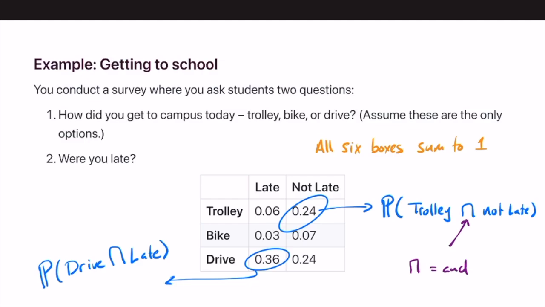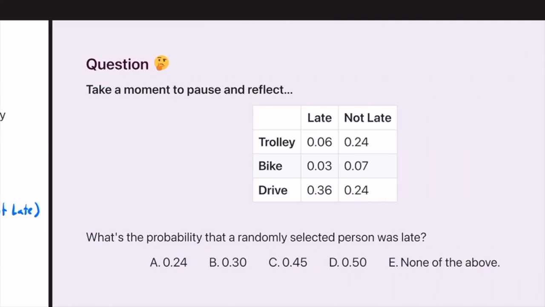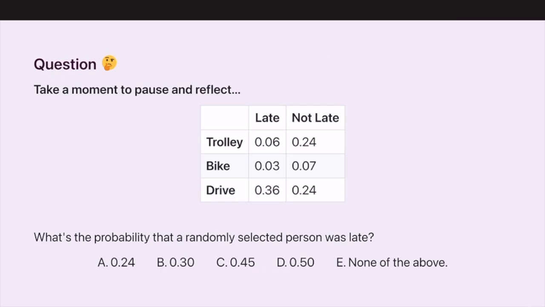Okay. Let's try and answer a really quick question. What is the probability that a randomly selected person was late? And at this point, this is not a tricky question at all. It's exactly what you might intuitively think. So take a few seconds and think about it, and then we'll solve it.